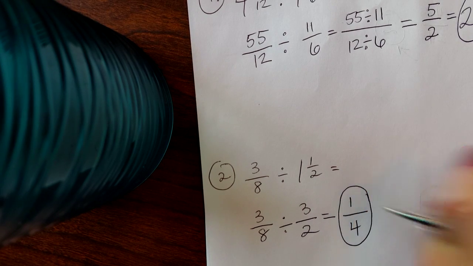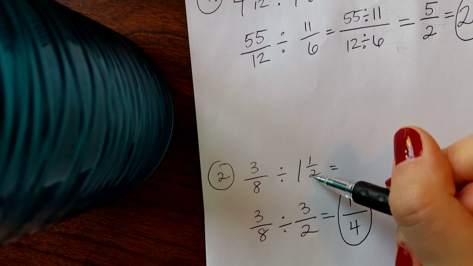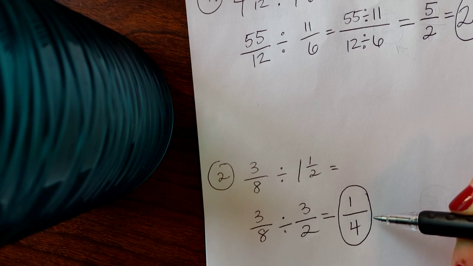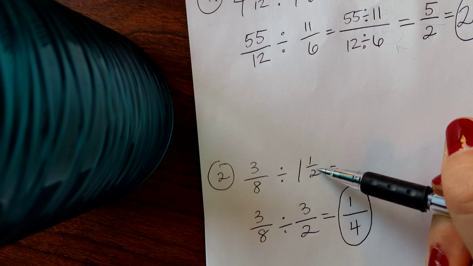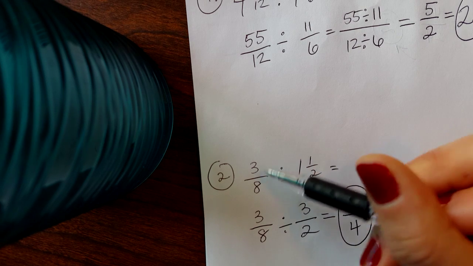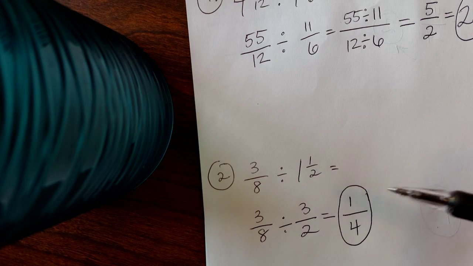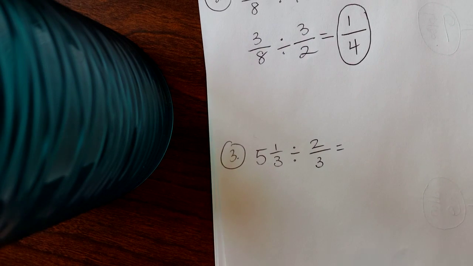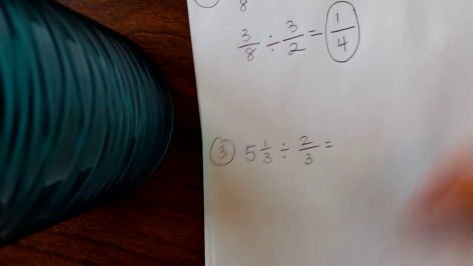We just have an answer of 1/4, meaning that 1.5 goes into 3/8 one-fourth of a time, which makes sense because 1.5 is larger than 3/8, so it can't go into 3/8 even one whole time. It only goes in 1/4 of the time. Let's try one last example. We've got 5 and 1/3 divided by 2/3.